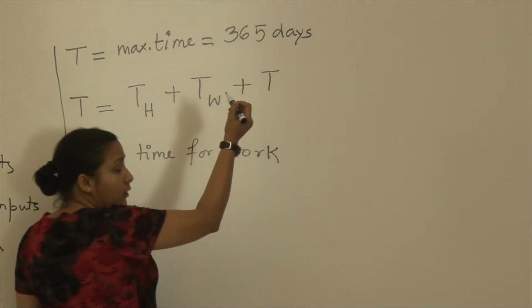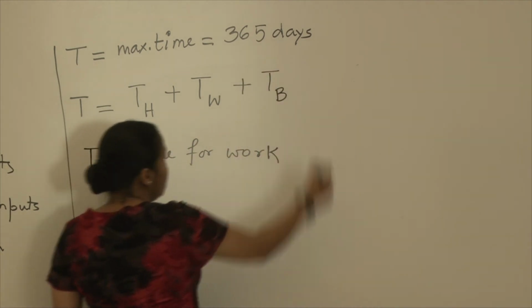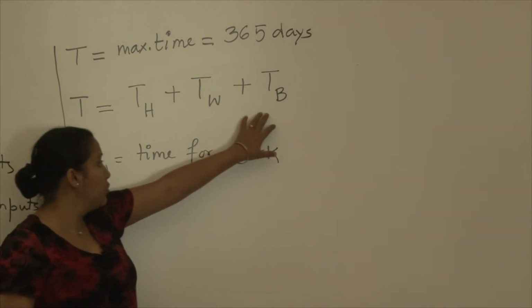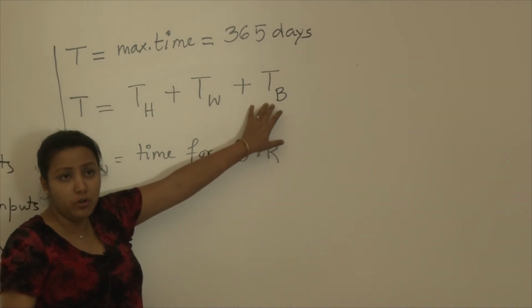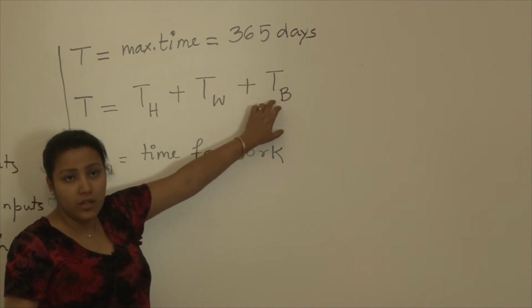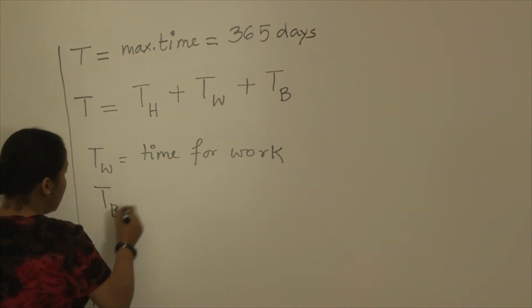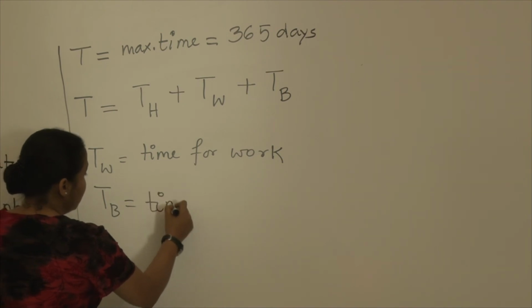Then time for leisure, and I am writing it as TB, a subscript B. I do not know what B stands for, I have no idea, but I am using B because the notes that I am going to give you from the textbook use B. But TB is basically the time for leisure.